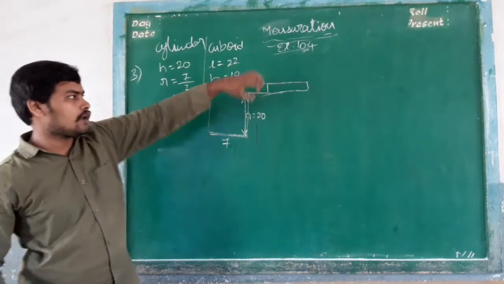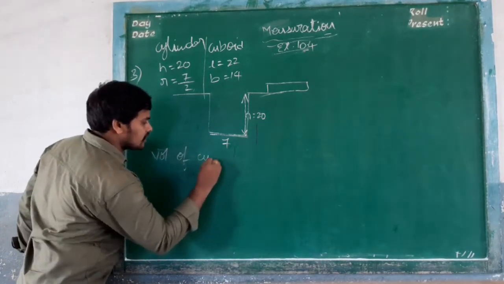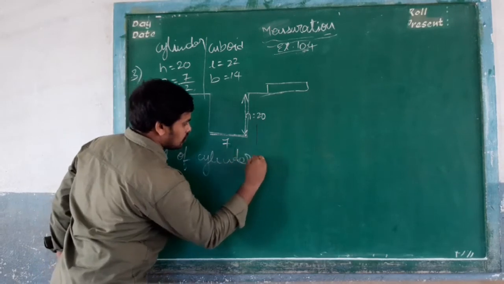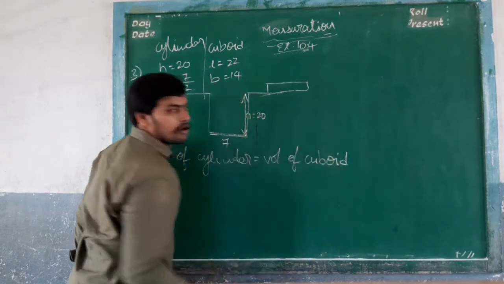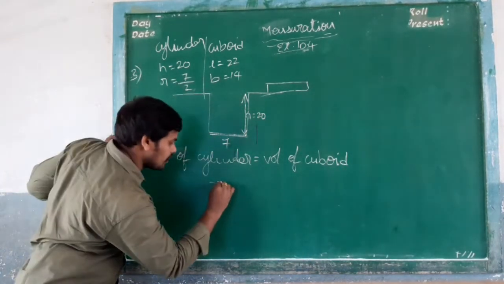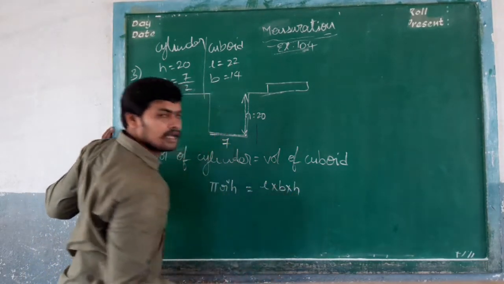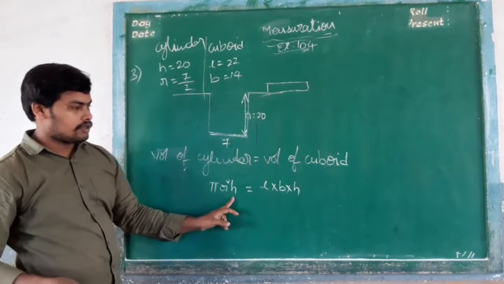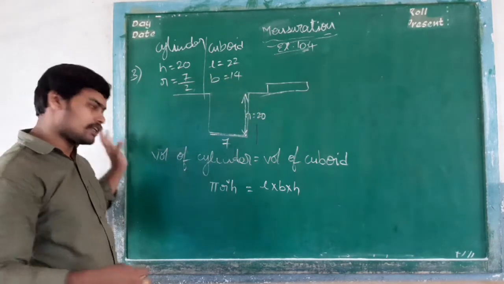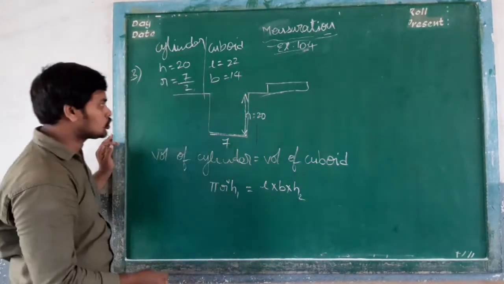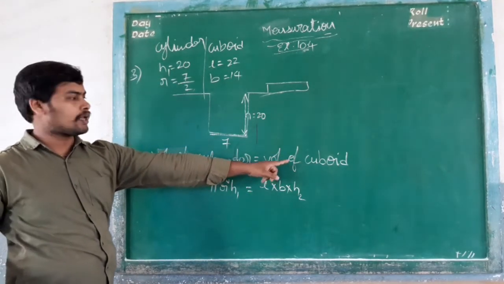So volume of cylinder is equal to volume of cuboid. Volume of cylinder formula is pi r square h. Volume of cuboid is L into B into H. Here both have the term H, so you should calculate the value of H. Let it be H1 for the cylinder and H2 for the cuboid. We have to calculate the height of the platform, nothing but cuboid.